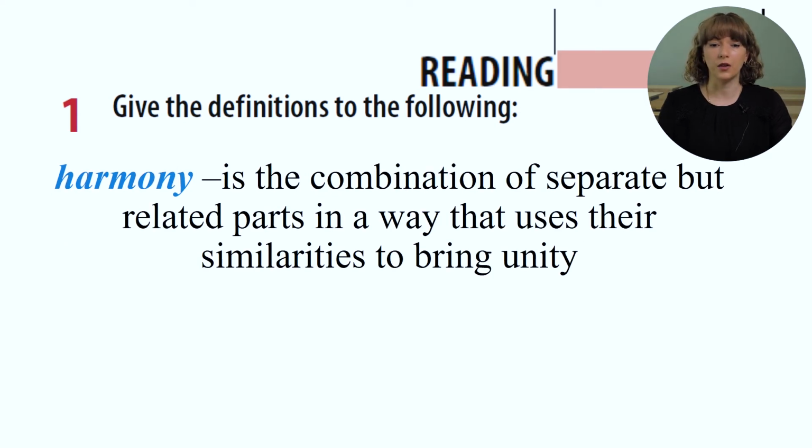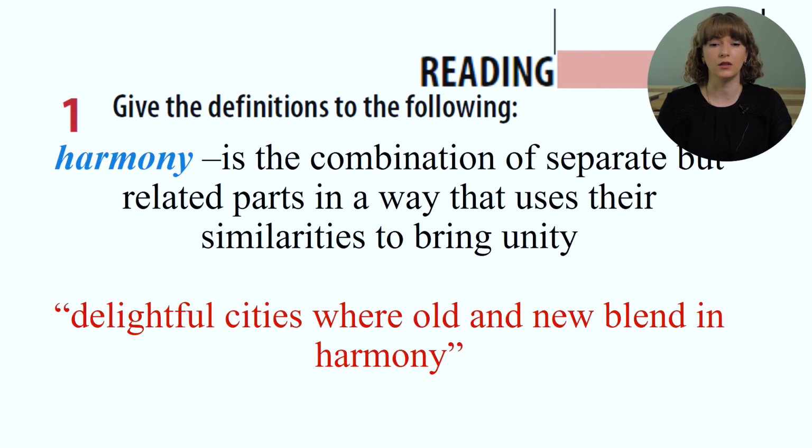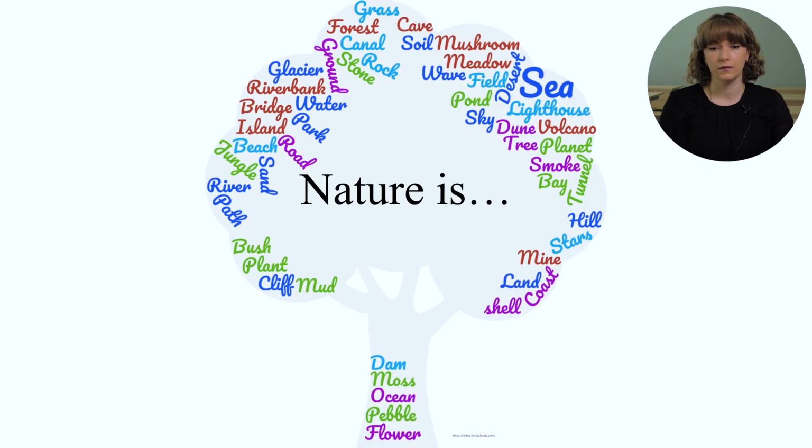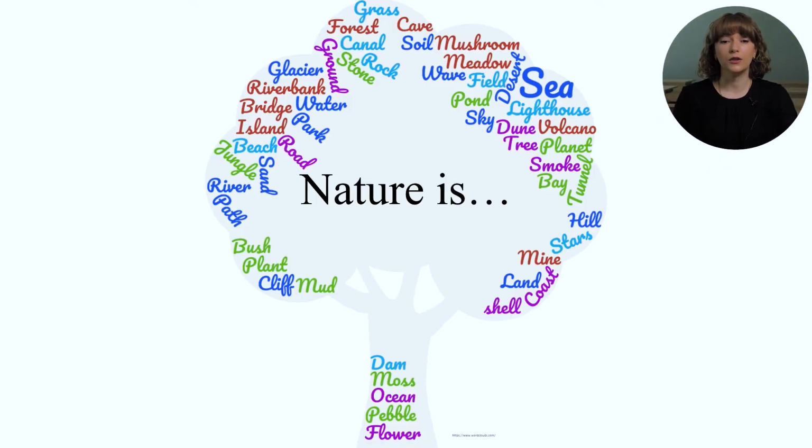Harmony is the combination of separate but related parts in a way that uses their similarities to bring unity. Example: delightful cities where old and new blend in harmony. In this task, you are to imagine you have to explain to an alien what nature is like on Earth.